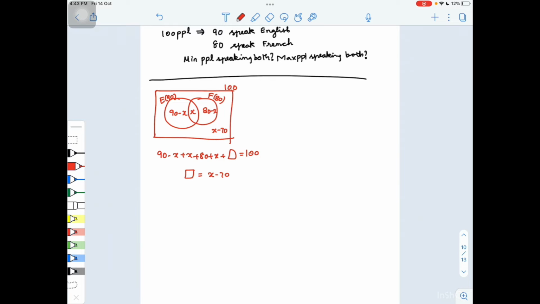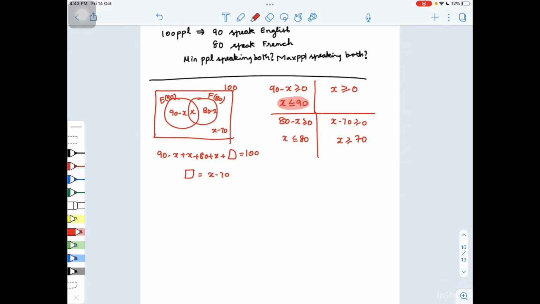So I have all the four regions, and I know that all the four regions will be positive. This 90 minus X should be greater than or equal to 0, which means X is less than or equal to 90. This is condition 1. Condition 2 is the middle region, X is greater than or equal to 0. The next one is the third region, 80 minus X is greater than or equal to 0, which means X is less than or equal to 80. And the fourth region, X minus 70 is greater than or equal to 0, which means X is greater than or equal to 70. So we have two upper bounds for X and two lower bounds for X.